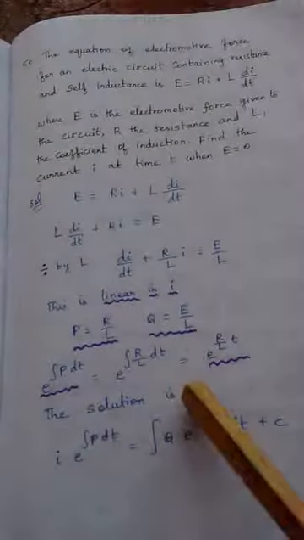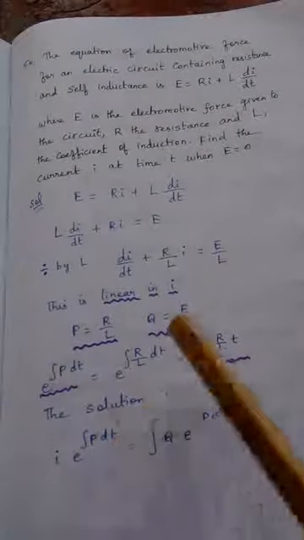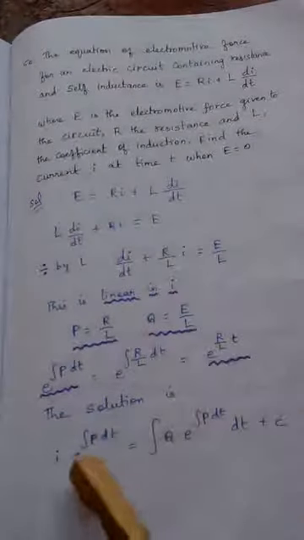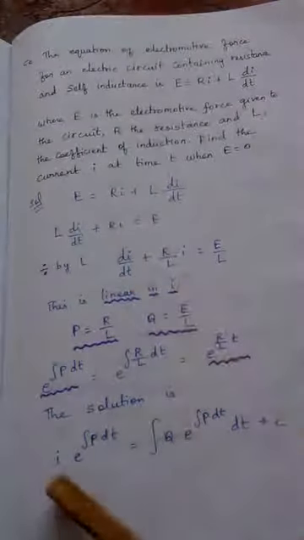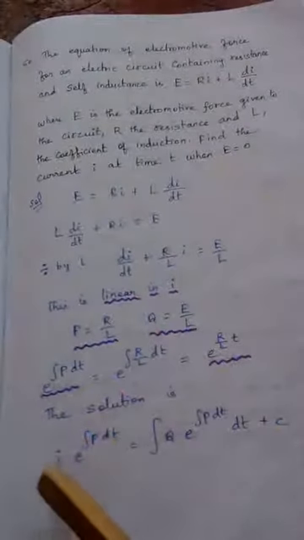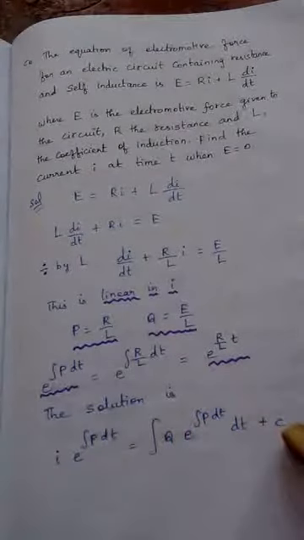Now the solution: usually we have seen linear in x and linear in y. Here we are given two terms, I and t, so just remember I and t. If it is linear in y, the formula starts with y e power integral p dx. Since this is linear in I, the formula starts with I: I e power integral p dt equals integral q e power integral p dt plus c.